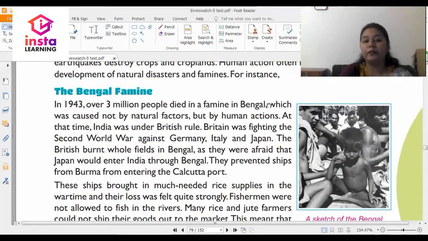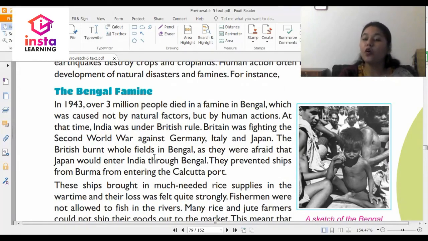What happened here? In 1943, over 3 million people died in a famine in Bengal, which was caused not by natural factors but by human actions. So imagine, even human actions led to a famine. And who suffered? It was the human beings themselves. At that time, India was under British rule. Britain was fighting the Second World War against Germany, Italy, and Japan.